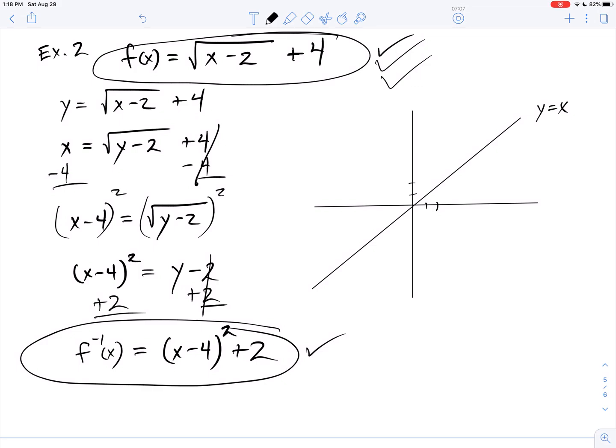Okay. I would put a dot. And then I would say you are a square root function, so you're going to go like that. And then let's get this guy over here. Let's do this one. I'm going to go 4 to the right, up 2, and then I'm going to sketch my graph.